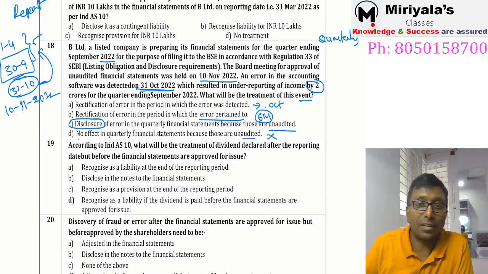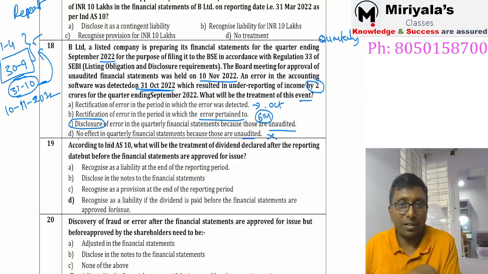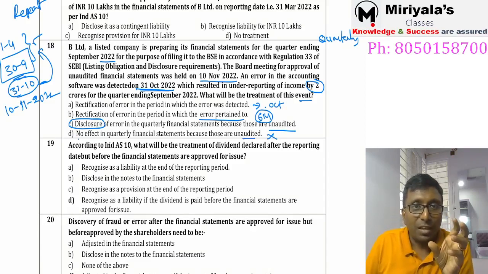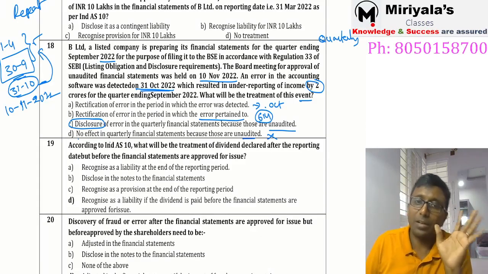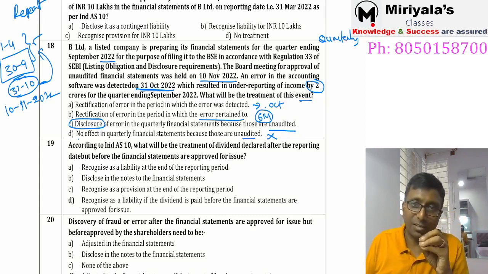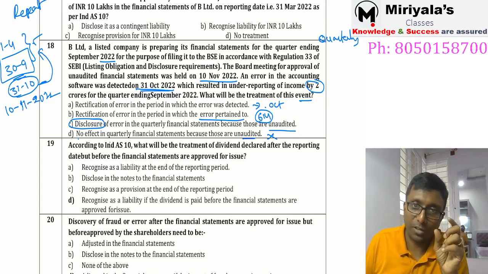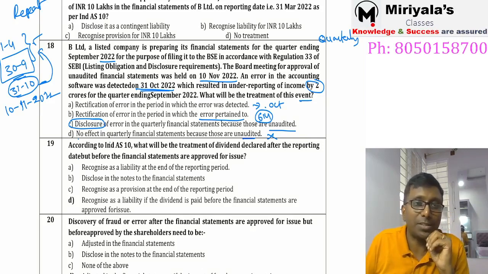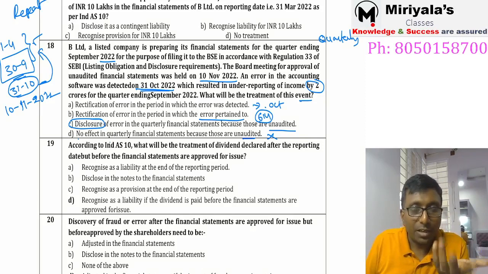This answer is not correct. Whether it is unaudited or audited, correct. Now the question, the 2 crore rupees of error because of the software, it is pertaining to which period? In that period, you should account for it. It's an error. Fraud includes an error, that is as per Ind AS 8. If you remember the definition of error when I was telling, error includes a fraud. So in case of error, as per Ind AS 8, what are we supposed to do? Retrospective restatement is supposed to happen.